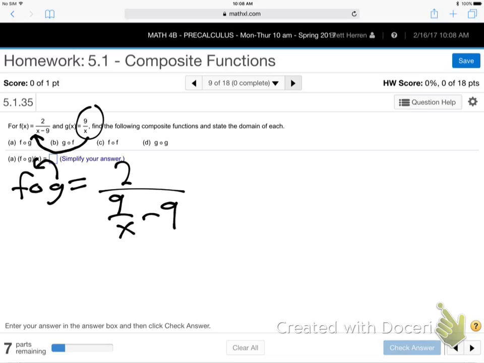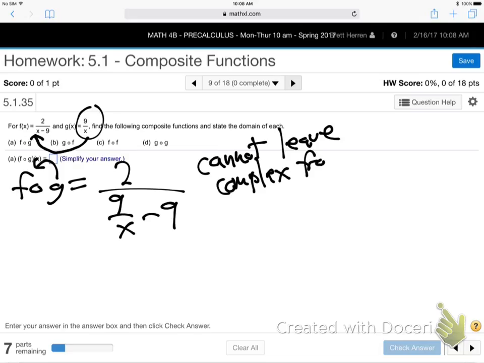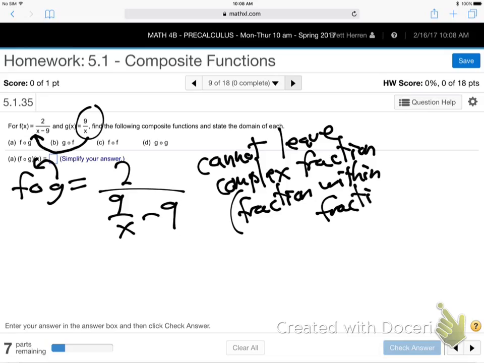Now, we can't leave it that way because why? That's a fraction within a fraction. They call that a complex fraction. We can't leave complex fractions. Math Excel won't take it that way. So we cannot leave a fraction within a fraction. So we have to do something about that.